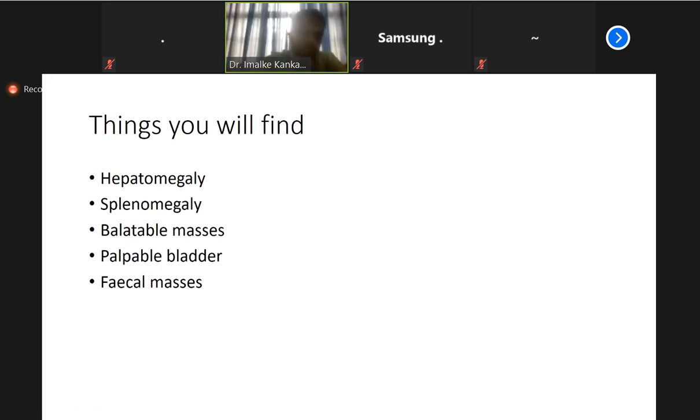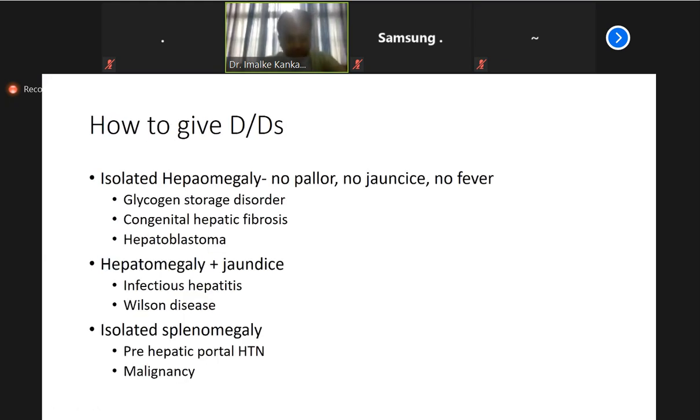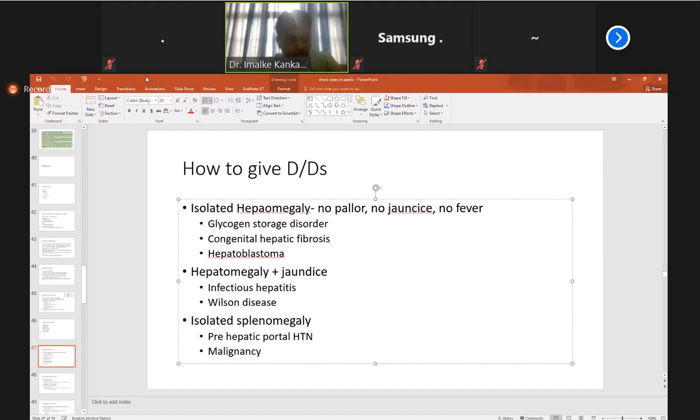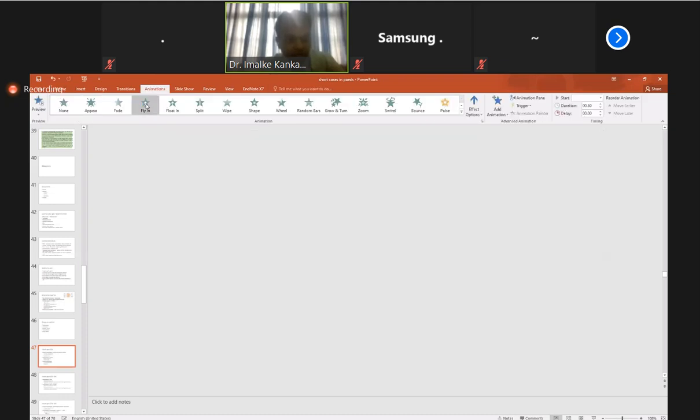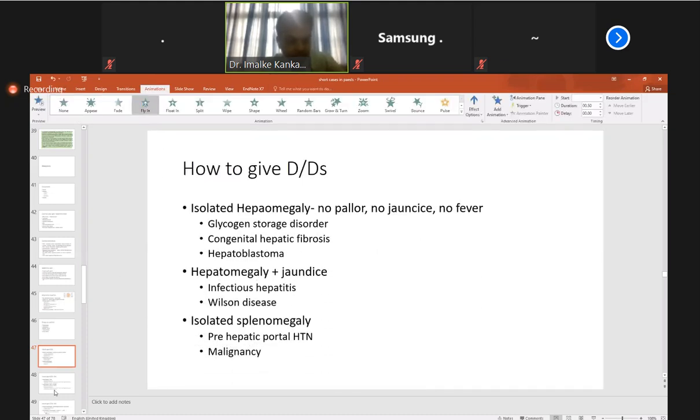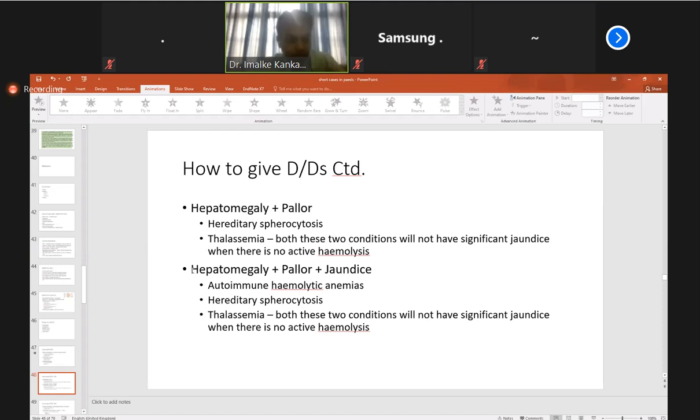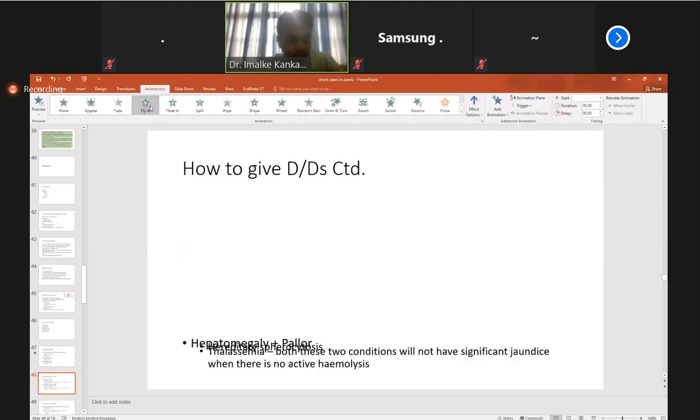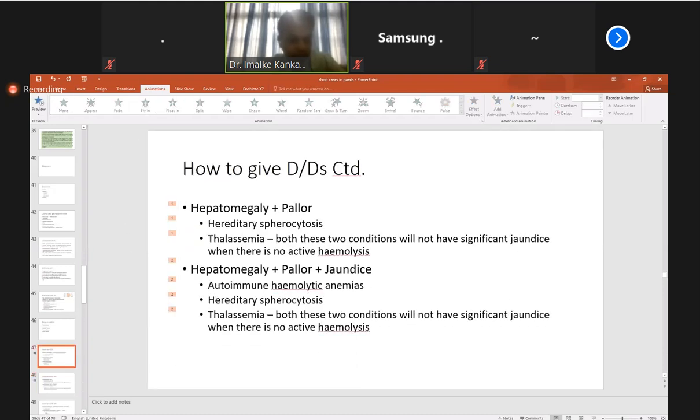Most of the time, these things can be accompanied by certain general examination findings. Now, how to give a differential diagnosis? This is very important. Now, I will do an animation for this, otherwise you will not concentrate.